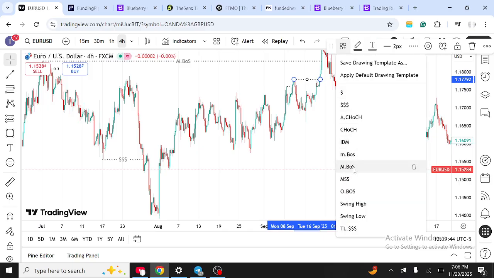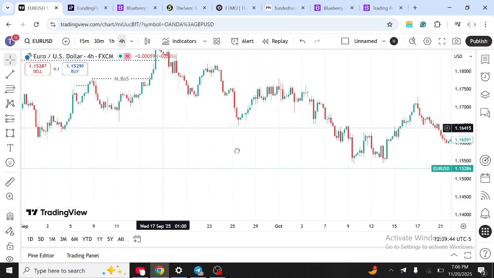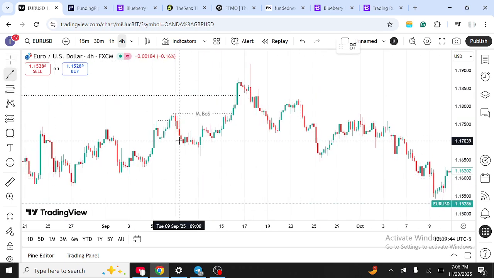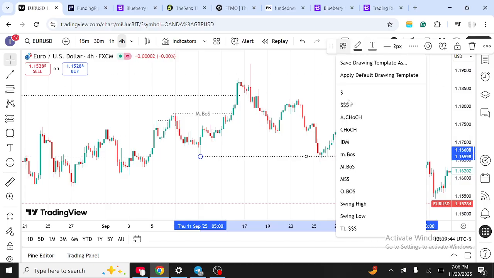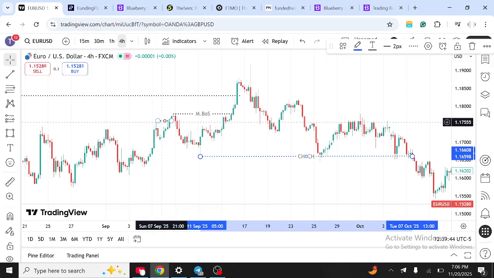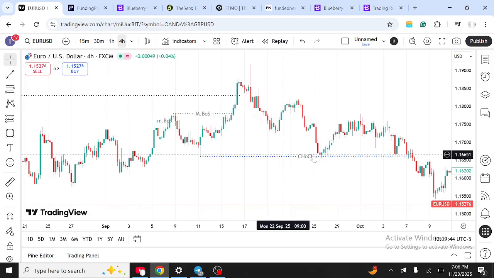All right, major break of structure. And like I said, my own change of character happens when my type A liquidity is taken out. So this is where I mark as my market shift structure or change of character. All right, this is my minor break of structure. So this is what it is for me.